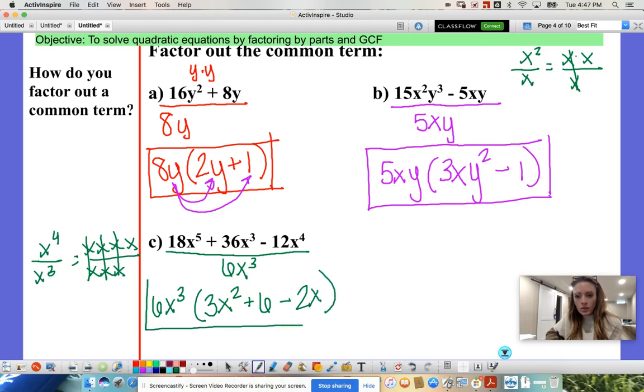Okay, so again, FOIL this back out if you can. And we can't combine any of these because one has an exponent of 2, one just does not have an exponent, and then we have just a constant.